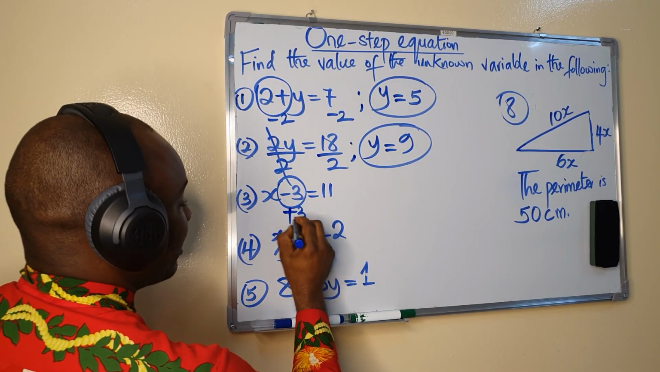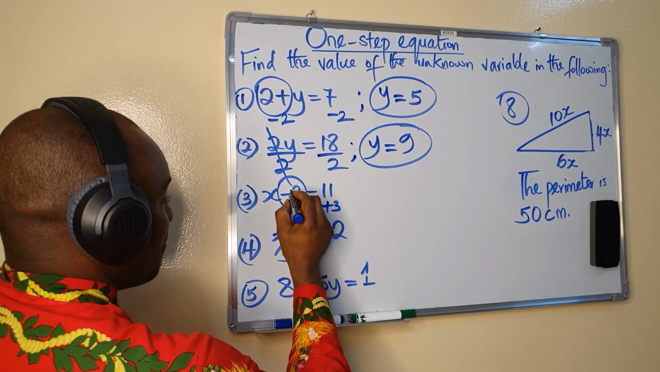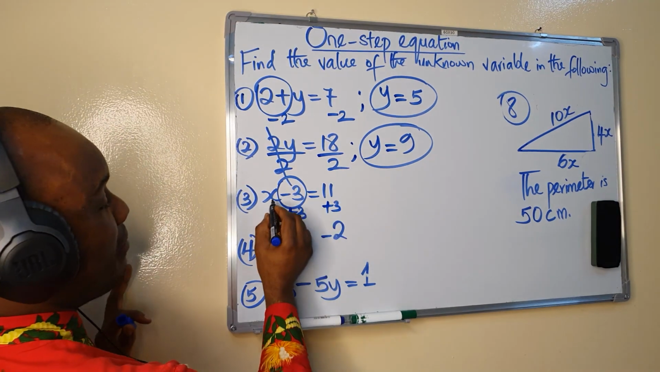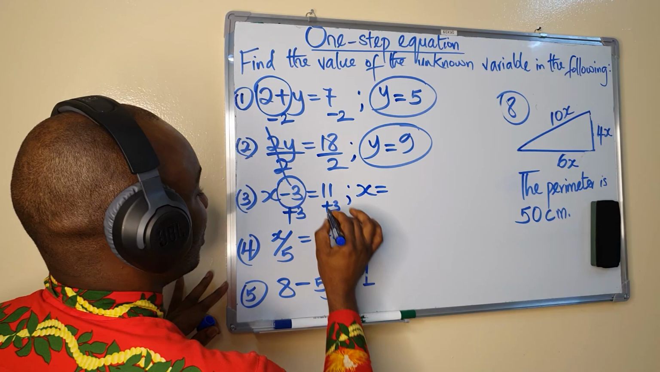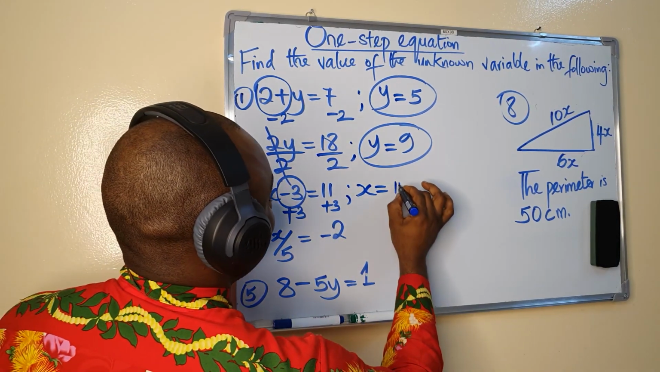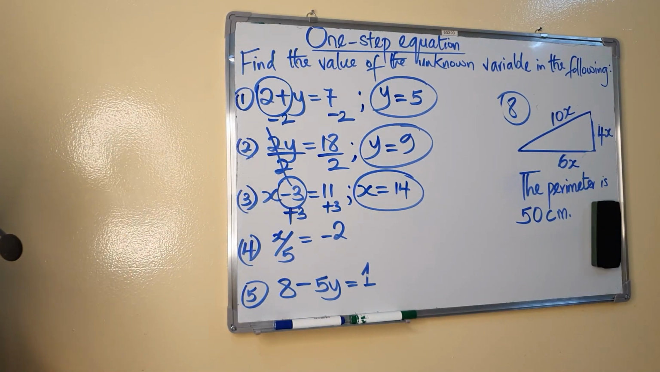So I'm going to add 3 on the left and add 3 also on the right. So minus 3 plus 3 is 0. I'm left just with x. X stays alone. It's equal to 11 plus 3, which is 14. So it means that the value of x in question number 3 is 14.